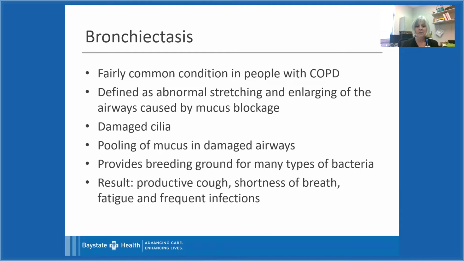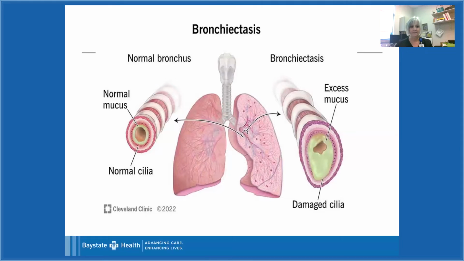And so the result of all of this that's happening in the airways, we get a productive cough, shortness of breath, because all that mucus is in the way of moving air. And fatigue is very common. And again, frequent infections are a risk factor. And so this is a picture of bronchiectasis. On the left side of the screen, we have a normal bronchial tube. And those little dots that they're showing you here are the normal cilia. And again, we have some mucus here, but it's not horrible. It's just the normal lining of mucus.